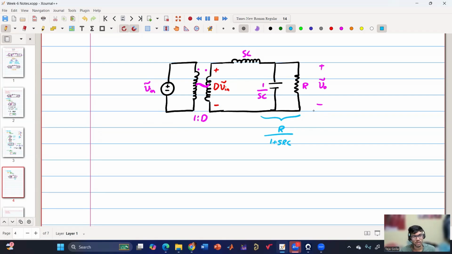Any doubts how this simplification is done? I am basically representing this entire thing by one impedance, which is R by 1 plus SRC. So SL is in series with R by 1 plus SRC. Is that clear? Okay. So now I need V naught perturb by V in perturb. So basically, first I will be calculating V naught perturb by D V in perturb. So what will be the expression of this?